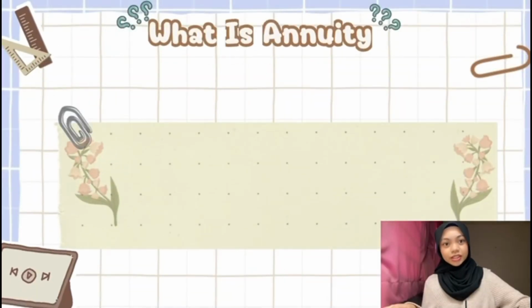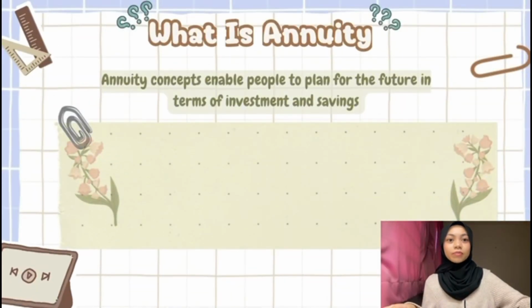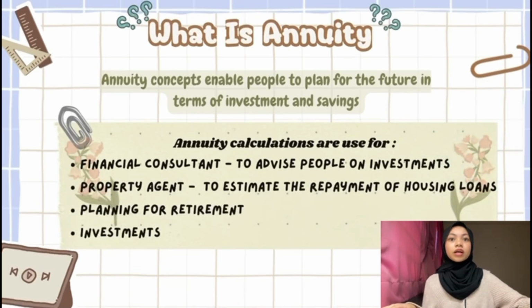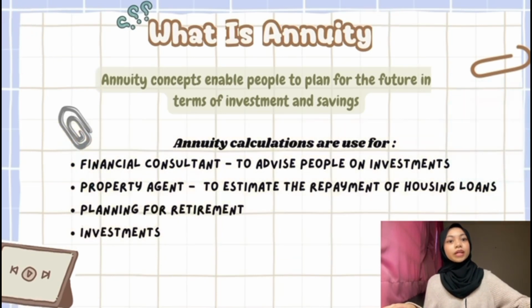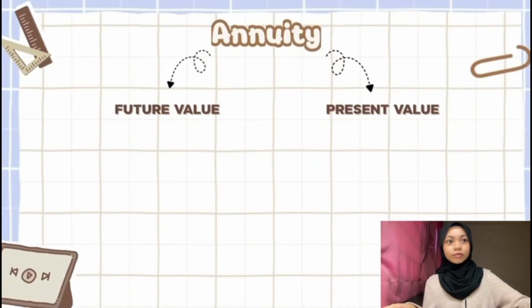So what is an annuity? An annuity is a concept that enables people to plan for the future in terms of investment and saving. Annuity calculations are used by financial consultants, to advise people on investment. Other than that, property agents use it to estimate the repayment of housing loans, and it is used for planning for retirement, and the last one is for investment. Annuity is divided into two, which are future value and present value.